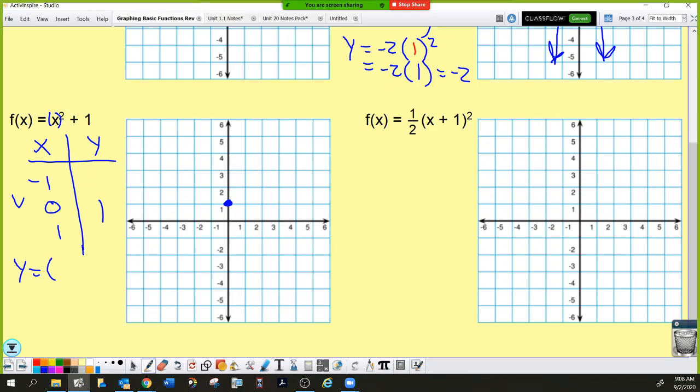Y equals set of parentheses, and I'm plugging in x equals 1, and that's why I changed the color, so you can see that that's what I plugged in. Order of operations says I'm going to have to handle the exponents first here because there is nothing to do inside the parentheses. 1 squared means 1 times itself. 1 times 1 is 1. So I have 1 plus 1, which ends up being 2. So if there's a 2 down there, there's also a 2 up here. We plot our points, and we connect them with a curve.